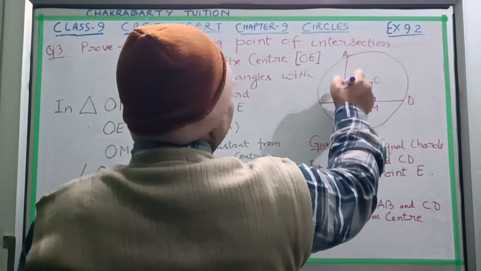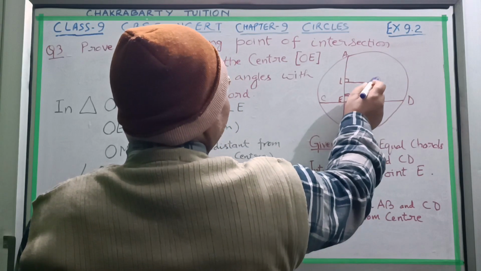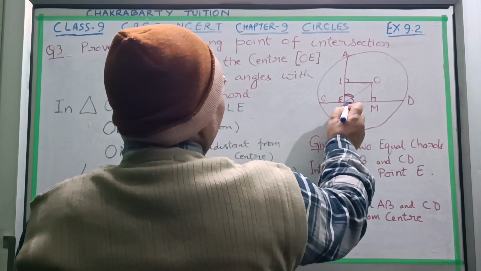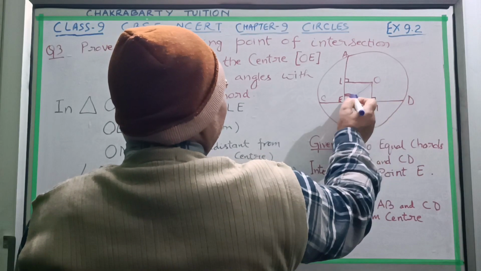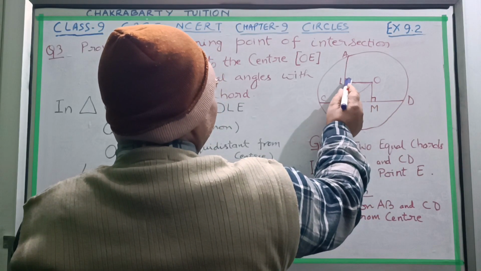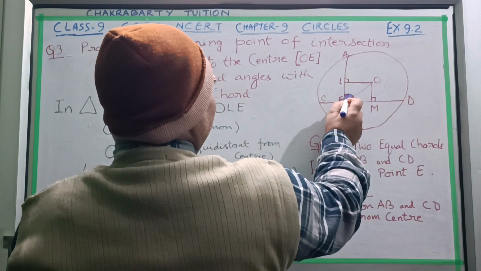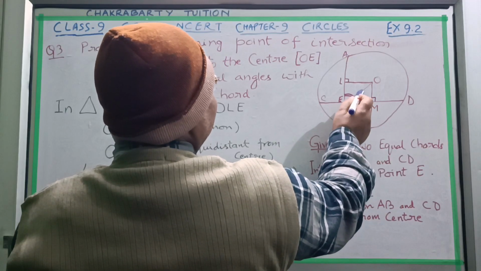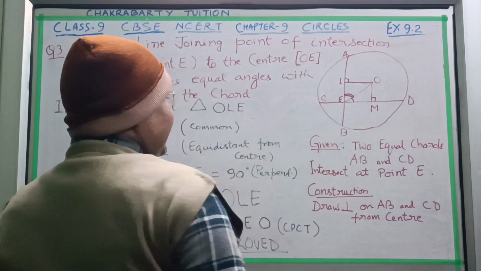This is one chord, and EO is the line joining the point of intersection to the center. So this line is making an angle here and here. These two angles you have to prove are equal.